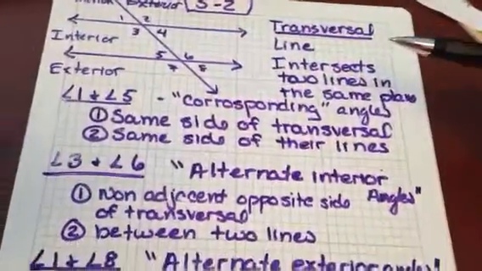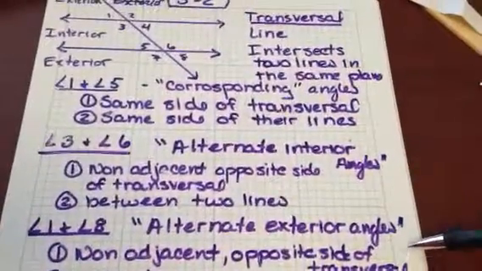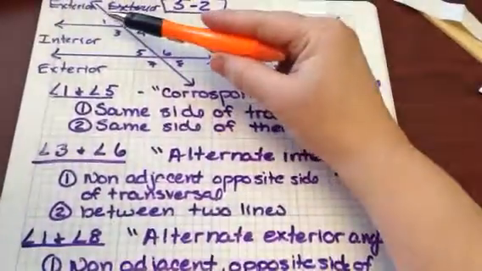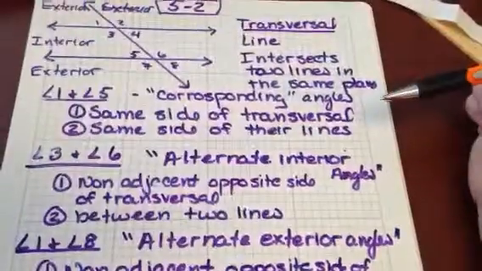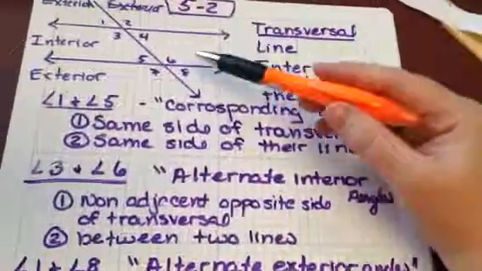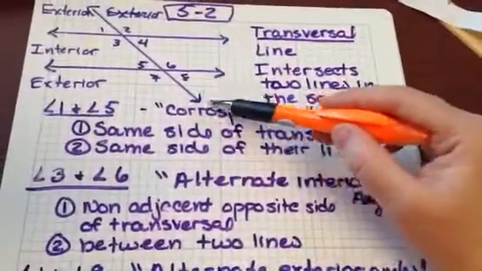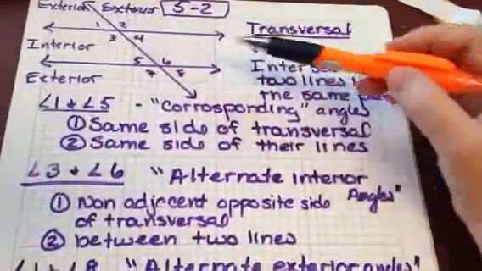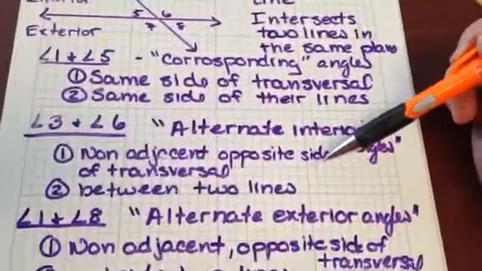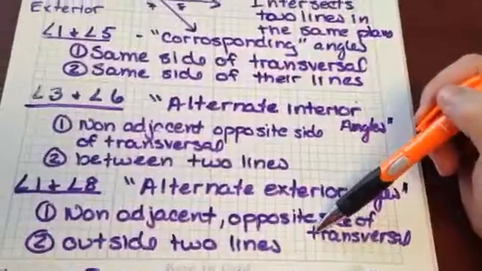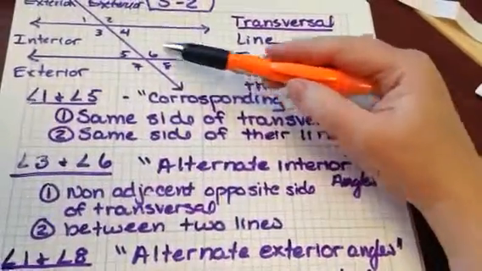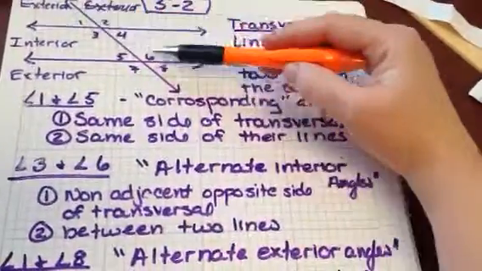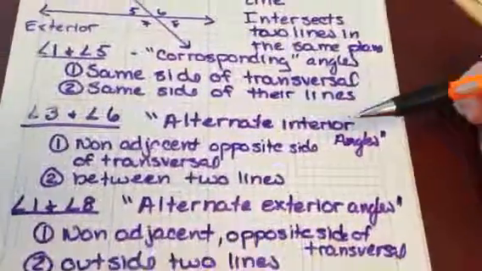And now if you take a look at 1 and 8, so up here and then down here, those are going to also be alternate angles. They're on the opposite side of the transversal, but now they're on the exterior side, so they're alternate exterior angles. They are not adjacent, and they are outside of their two lines. So here 1 is on the top and 8 is on the bottom.